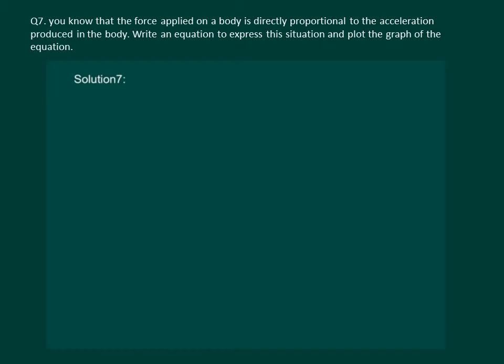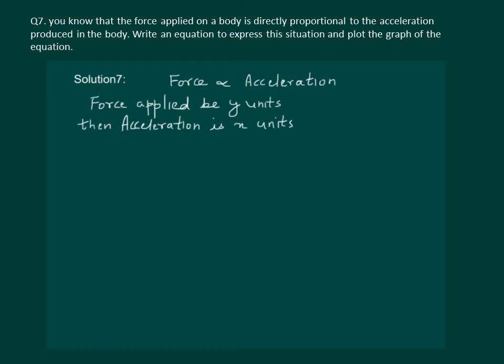Let us read the question. You know that the force applied on a body is directly proportional to the acceleration produced in the body. Write an equation to express this situation and plot the graph of the equation. It is given that force is directly proportional to acceleration. Then let us assume when force applied is y units, then acceleration is x units.